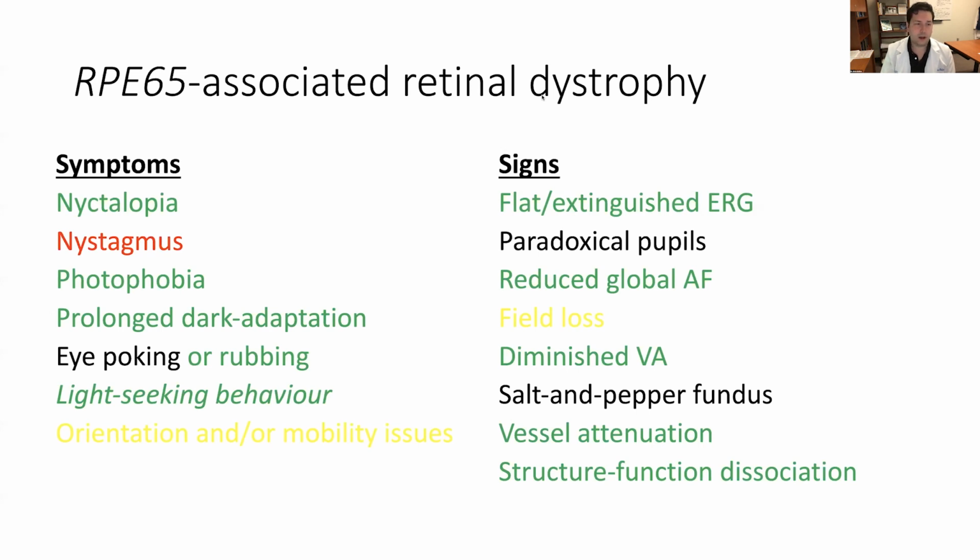So some of the symptoms that she checked off: she had nyctalopia, she had some photophobia, but it wasn't a dominant symptom. She had prolonged dark adaptation when she moved into a dark room. Her parents did note when she was an infant, she would rub her eyes and have light-seeking behavior, as I mentioned. The clinical signs: a flat and completely extinguished ERG is classic in RPE65 associated retinal dystrophies. Reduced global autofluorescence. This is an enzyme that recycles vitamin A, and when it's deficient, there is reduced global autofluorescence. Diminished visual acuity, but not 20/200, 20/60 in both eyes, with structure function dissociation, meaning good preservation of viable photoreceptor cells in the fovea with diminished function.